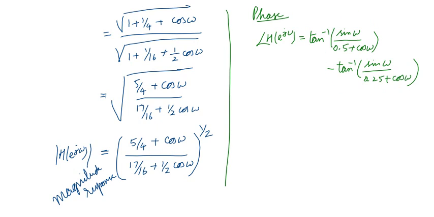So for the given system, we have obtained both the magnitude and phase. Remember, Z transform can be converted to Fourier transform only when all the poles are inside the unit circle.